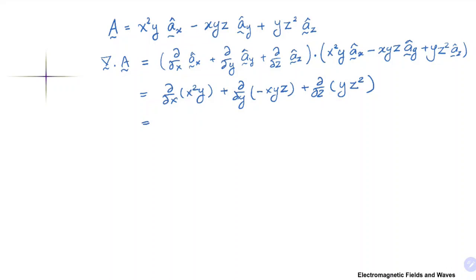So this partial derivative, that will be 2x y minus x z plus 2y z. Okay, so that's the solution to this divergence.